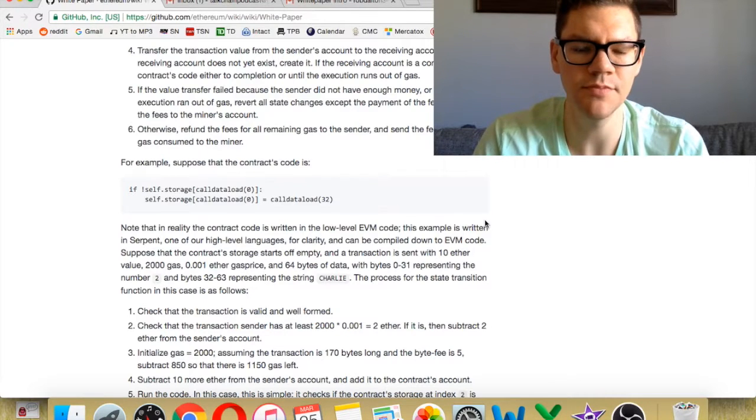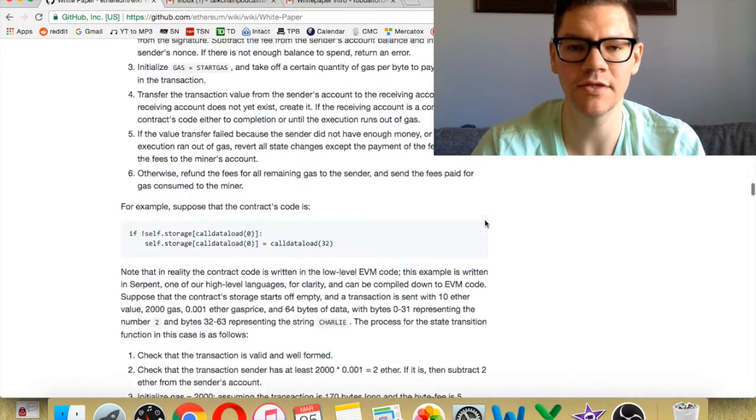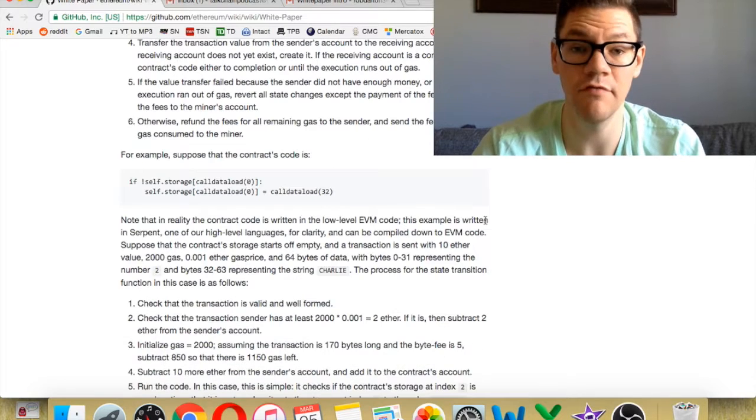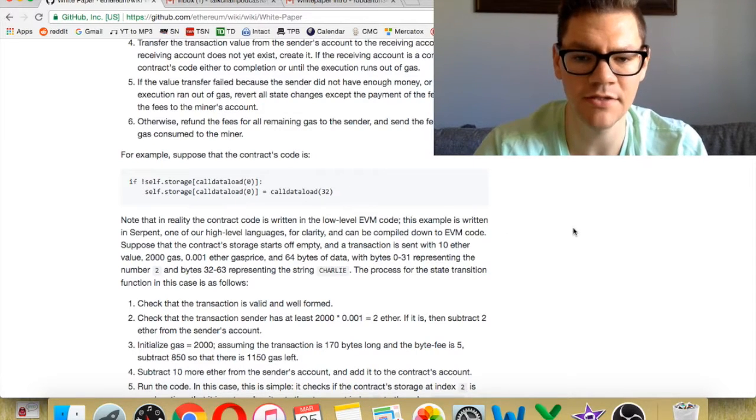For example, suppose that the contract code is, there are a couple lines of code here. If you'd like to reference it, check the Ethereum State Transition Function section of the white paper. Note that in reality, the contract code is written in the low-level EVM code. This example is written in Serpent, one of our high-level languages, for clarity, and can be compiled down to EVM code.